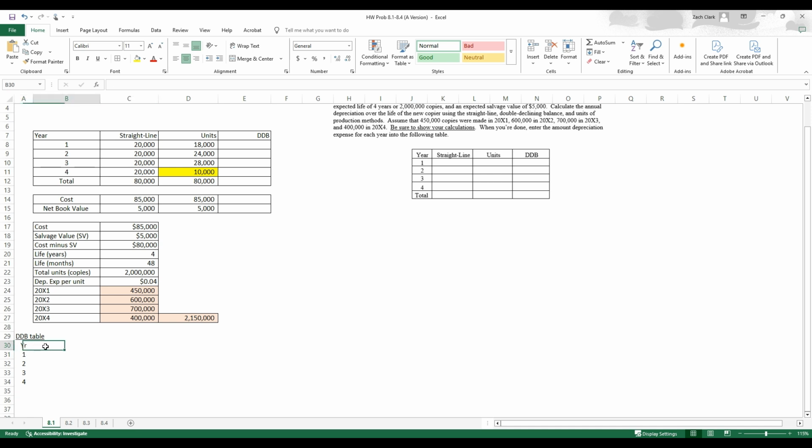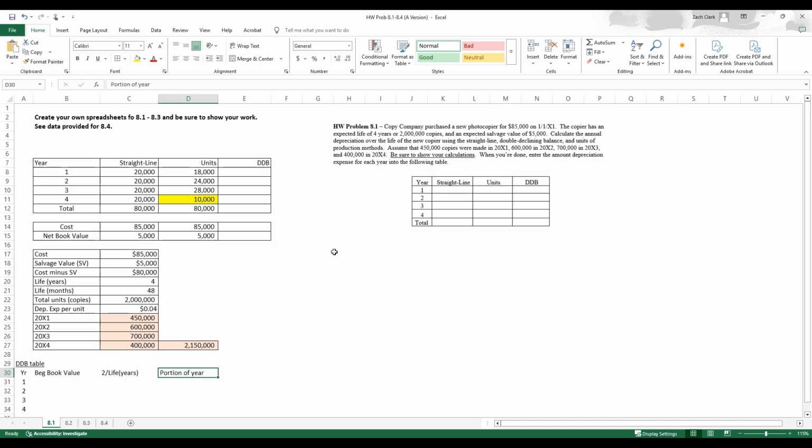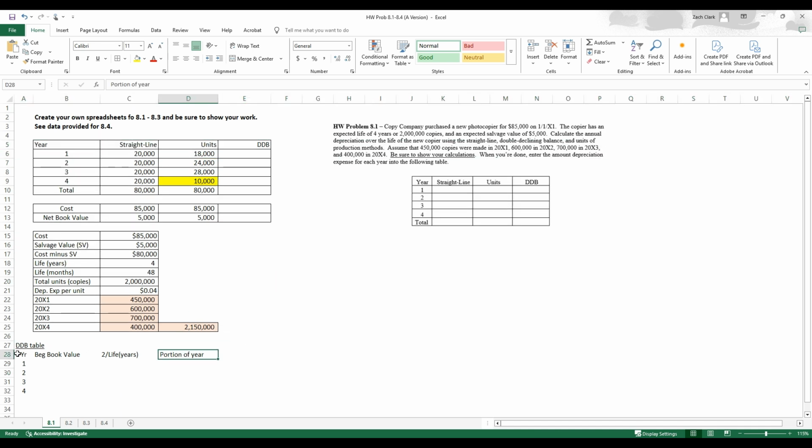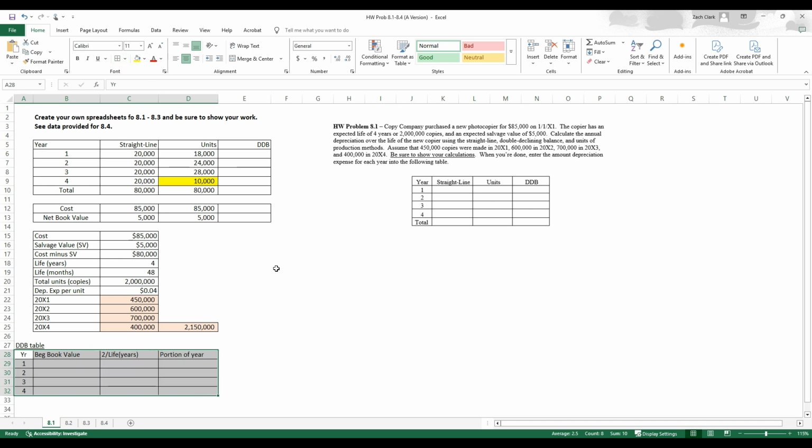Okay, so we've got year, beginning book value. 2, we'll say the, oh right, yeah, so 2 divided by the life in years. That's basically the rate, the depreciation rate. We'll say portion of year. This is kind of a good one to have in here. We might not need it this time, but I'm going to leave it because I think we'll probably have some other problems that will use this same type of format. And I'm going to leave this because we can use it in the future if we do have a partial year depreciation. That is handy to have as just a component of your little kind of formula / table.